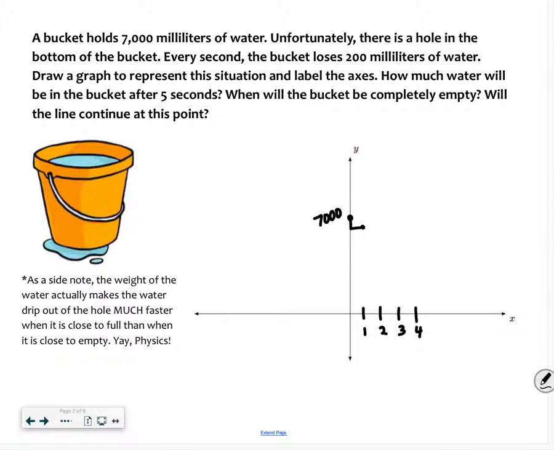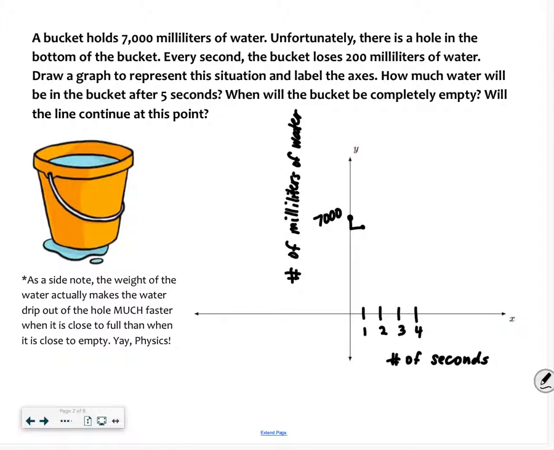So I made an error on the first one because I didn't label. This should be number of seconds. And this one should be the number of milliliters in the bucket. So number of milliliters of water.